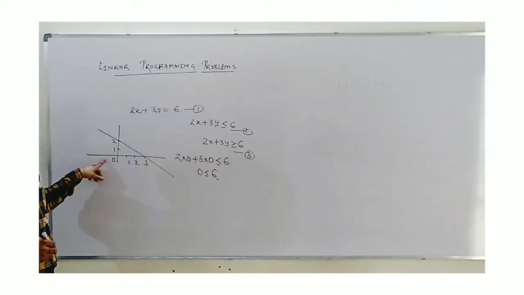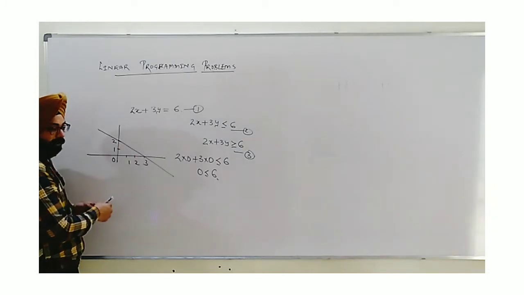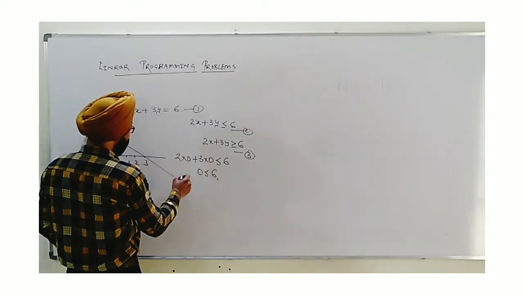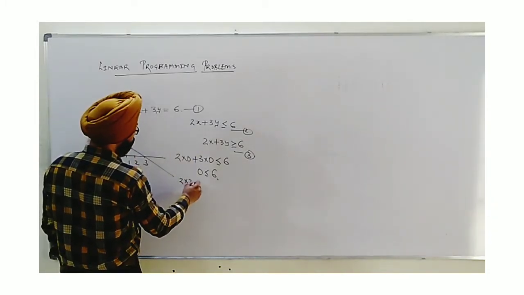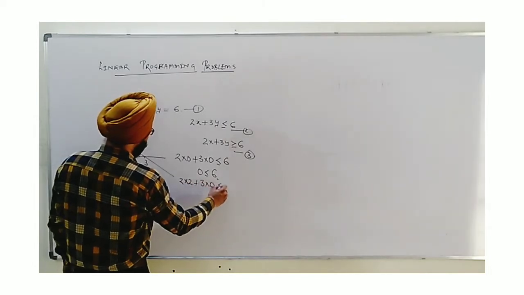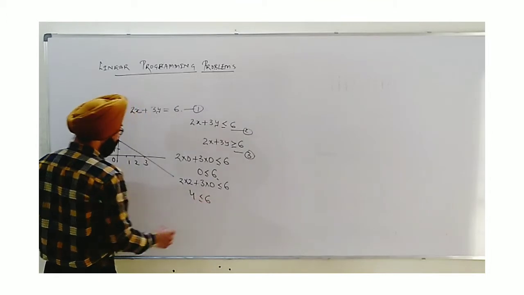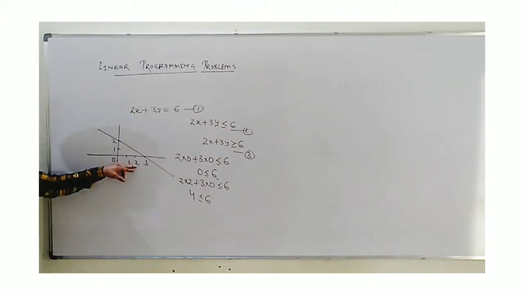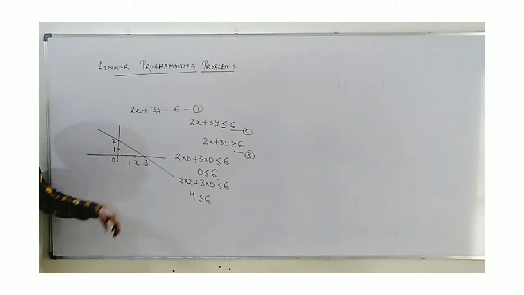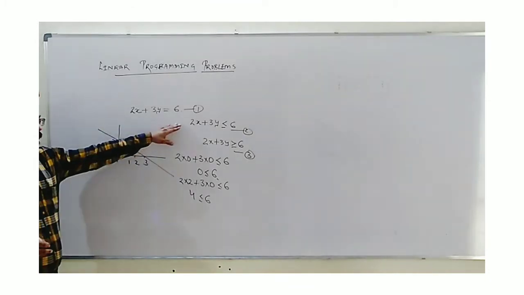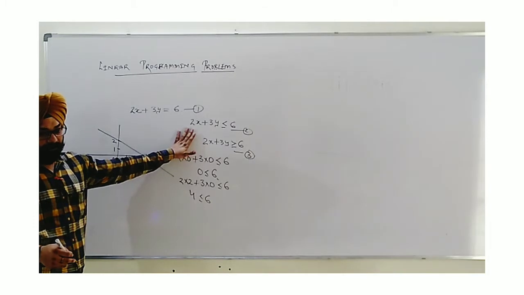Now not only this, you can pick any point from this part of the plane. Like I randomly take 2, 0. Putting that, I see 2 into 2 plus 3 into 0 is less or equal to 6. Solving, 4 is less or equal to 6. We find, yes, this point actually satisfies the inequation. It shows that this is the solution of this inequation.